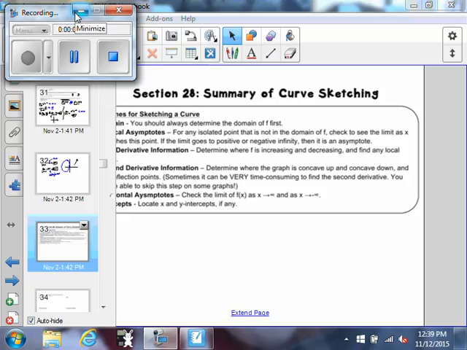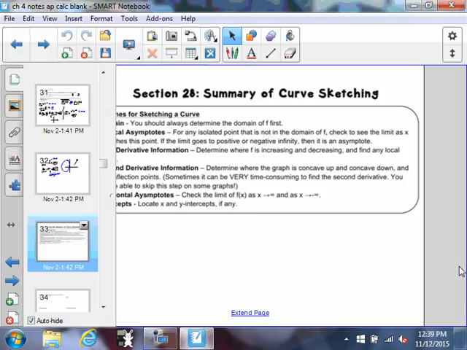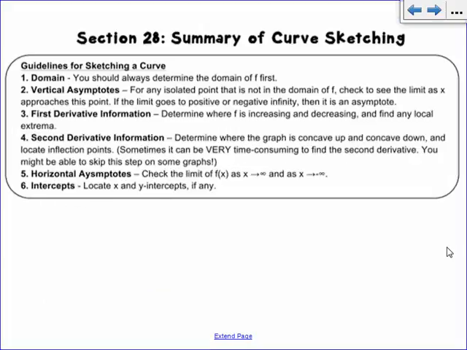So section 28 is on a summary of curve sketching. We've done a lot so far in calculus. We have talked about increasing and decreasing functions, concavity. We've talked about finding maxes and mins, points of inflection, right? We've also talked about horizontal asymptotes. We're putting it all together into one big thing. Okay, so we're going to graph all different types of functions.